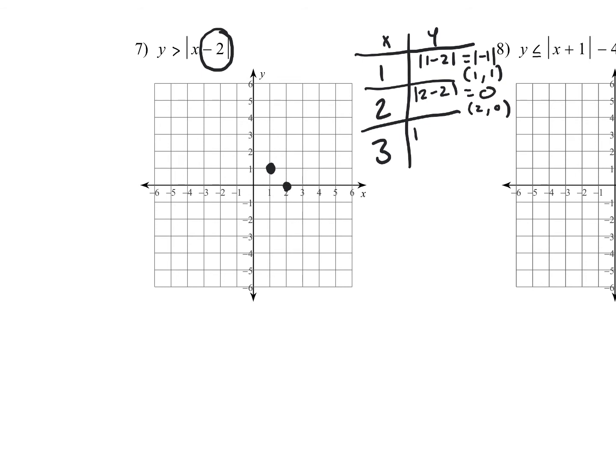And then lastly I plug in 3. So 3 minus 2? 1, which is 1. And 3 comma 1 is our point. So we go to the right 3, up 1.